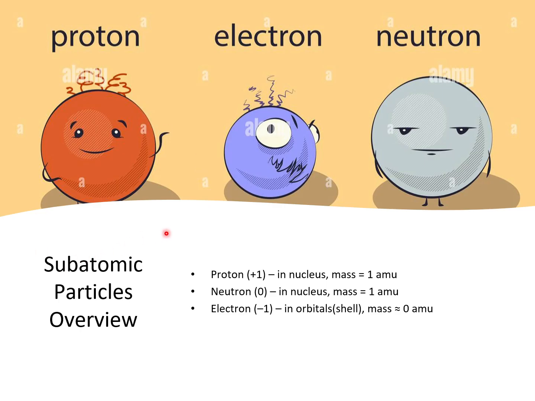Atoms are made of three subatomic particles. Protons have a positive charge, and they're found in the nucleus. Neutrons have no charge and are also in the nucleus. Electrons have a negative charge, and they move around the nucleus, in the outer shells, as I explained.